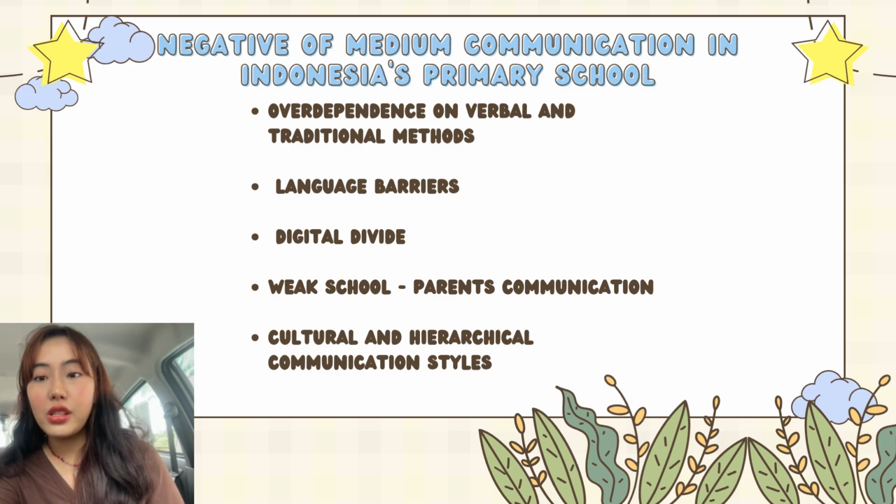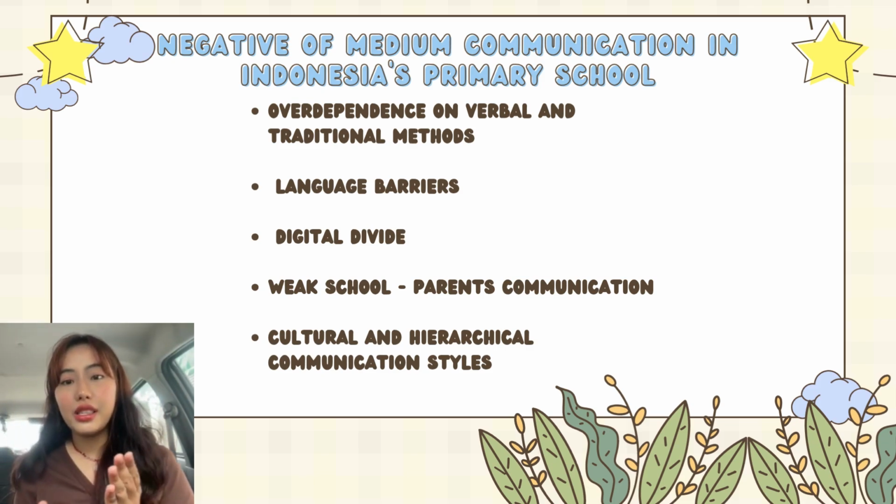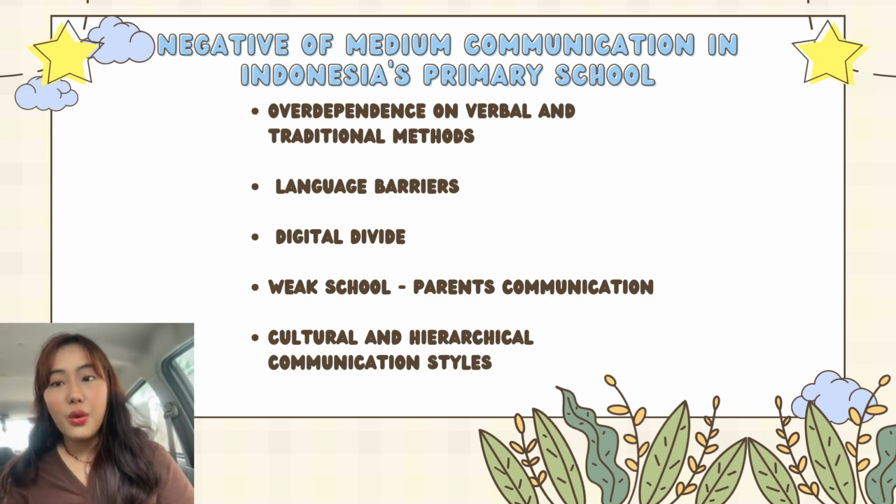The fourth one is weak school-parent communication. Most schools still rely on printed reports or rare meetings. There is a lack of real-time communication, for example WhatsApp and Telegram. Parents remain uninformed about student progress and can't give proper support.